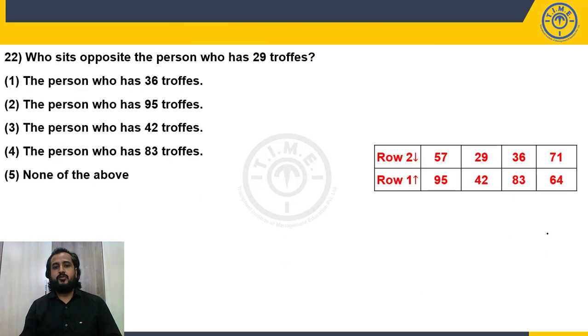Who sits opposite the person who has 29 trophies? 42. Choice 3.